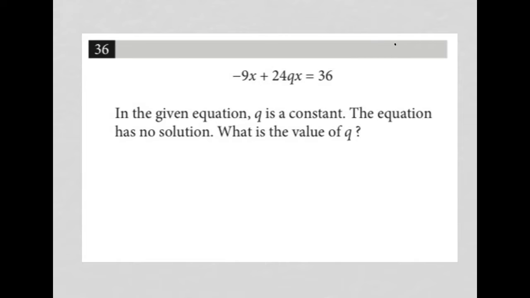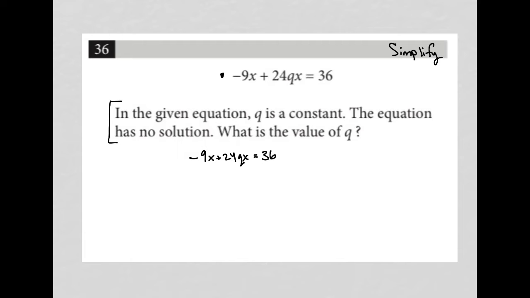So this question is a simplify question. Simplify questions are typically very short, somewhere between 1 and 3 lines long, and contain either an equation or an expression. So the equation that we have is negative 9x plus 24qx equals 36. The question says, in the given equation, q is a constant.